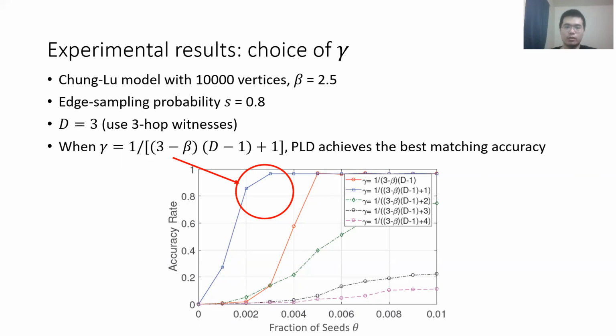Then this figure shows the simulation result. The x-axis is the fraction of seeds theta. The y-axis is the matching accuracy. Each curve shows how the PLD algorithm performs for different choices of gamma. We can see that as theta increases, the matching accuracy of the PLD algorithm improves. However, the choice of gamma by our theoretical results leads to the best performance.